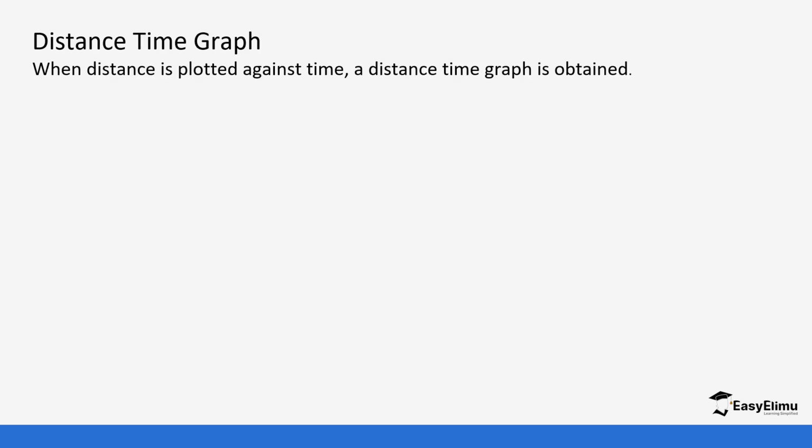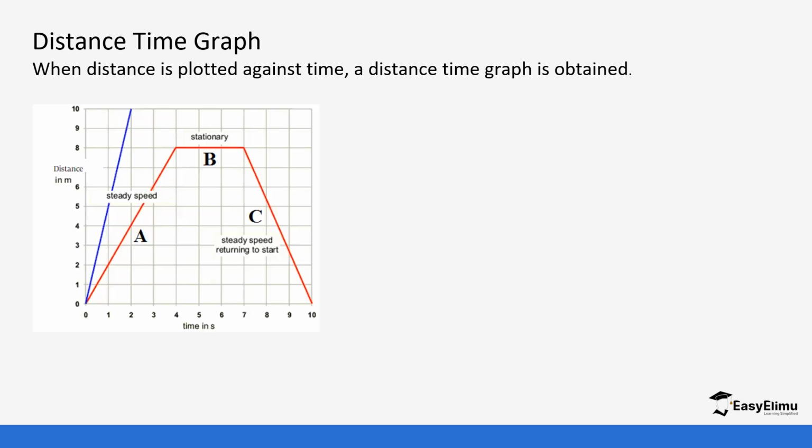When distance is plotted against time, a distance time curve is obtained. For example, this is a sample of a distance time graph, and you can see the distance is in meters and the time is in seconds. You can see how the speed is increasing steadily, and then it stagnates and then decelerates or reduces.